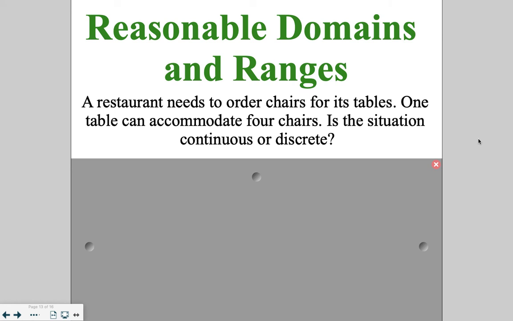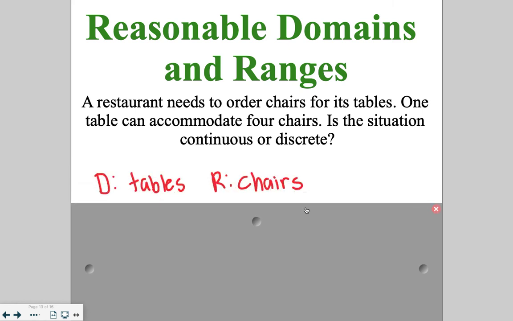For this next example, we have a scenario that says a restaurant needs to order chairs for its tables. One table can accommodate 4 chairs. The first thing I want you to do is to determine the label for the domain and the label for the range. So our label for the domain is tables. Our label for the range is chairs.